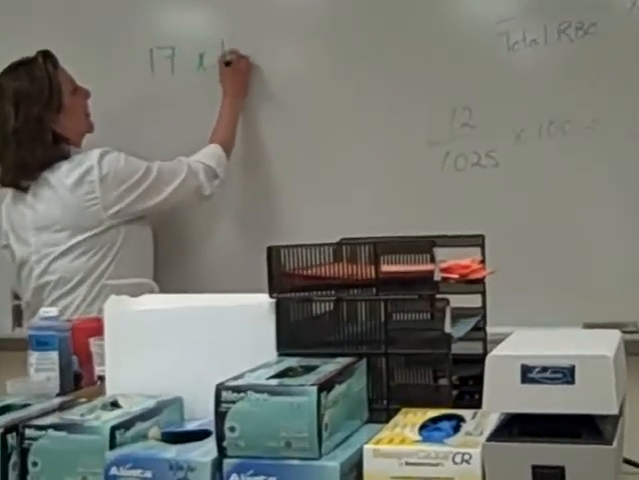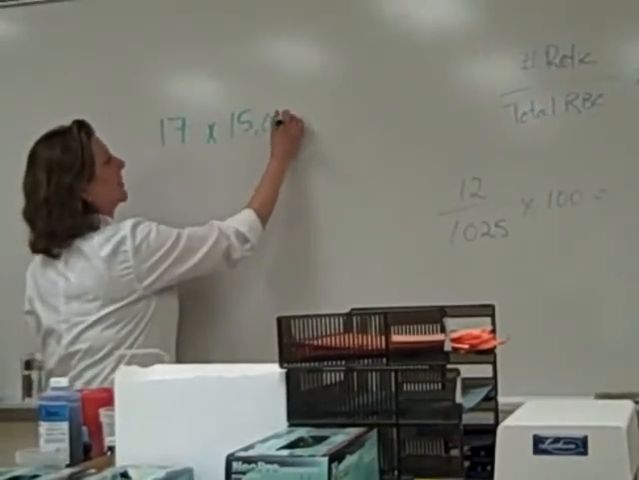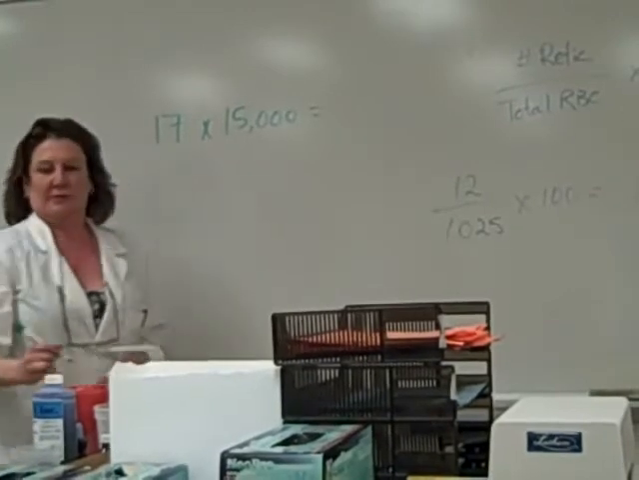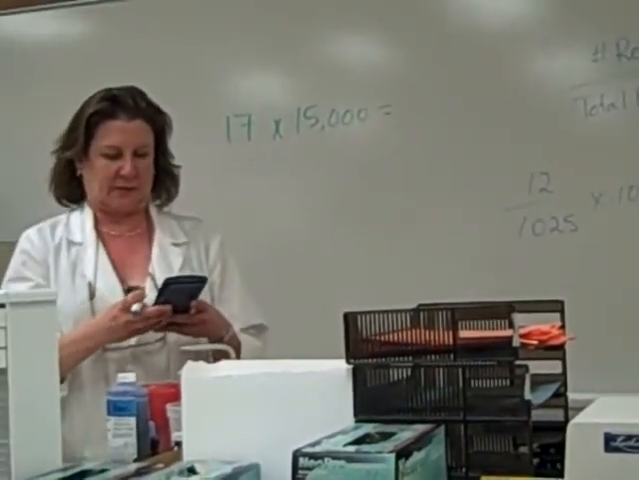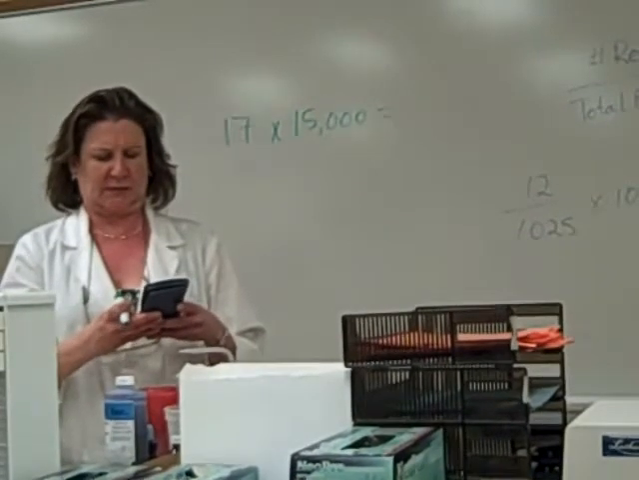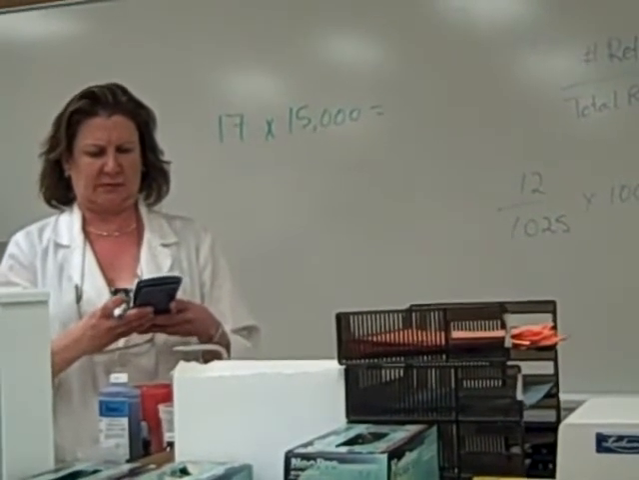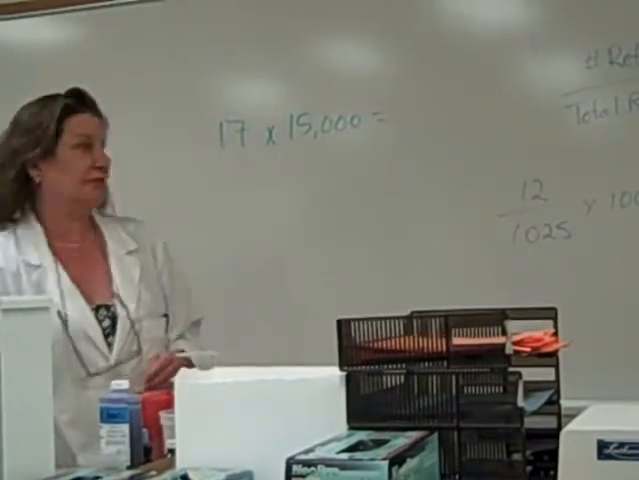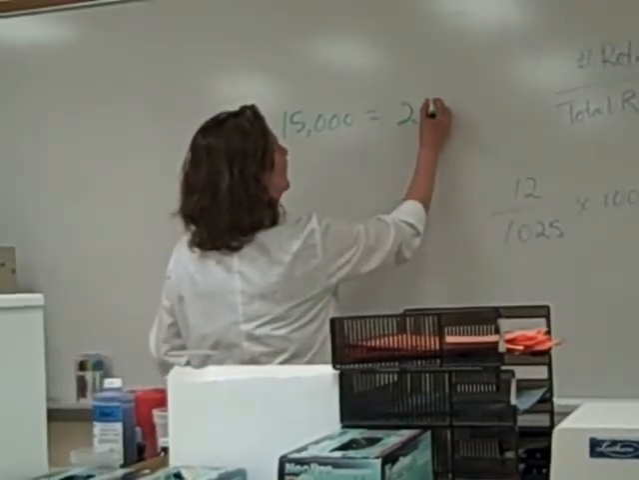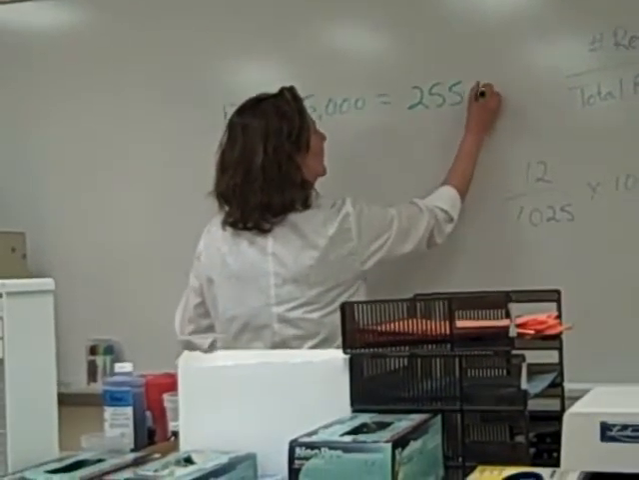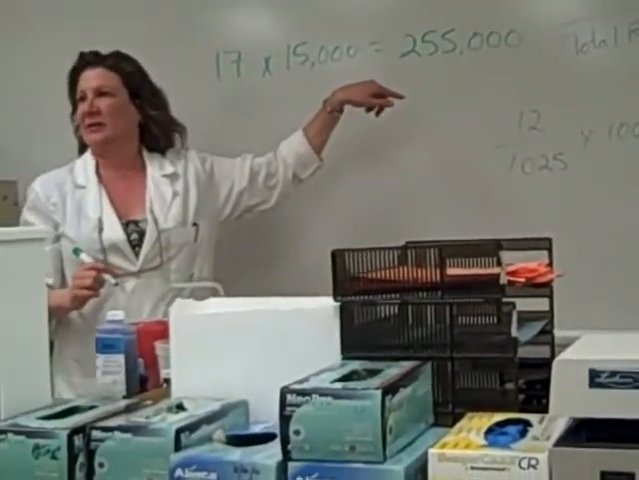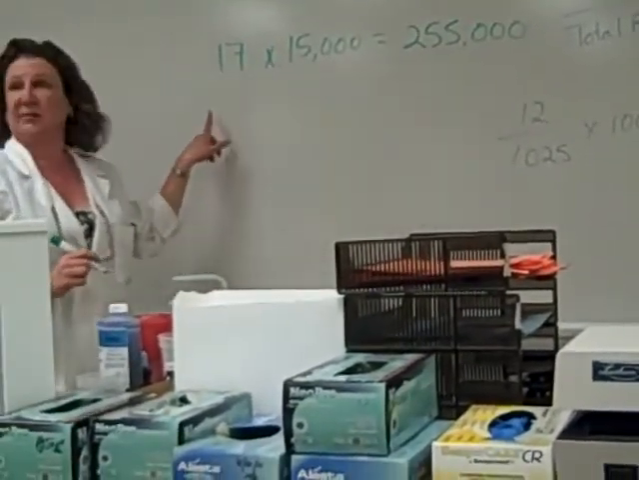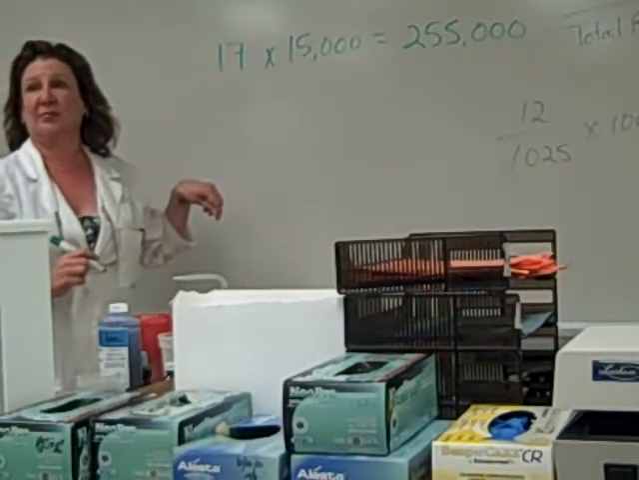If we multiply that by 15,000, 17 times 15,000 equals 255,000. Okay. Is that in the normal range? Yeah, because typically we see between 10 and 30 per oil immersion field.